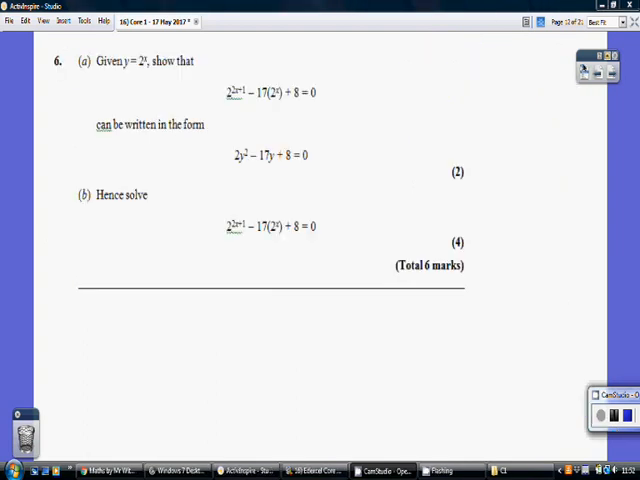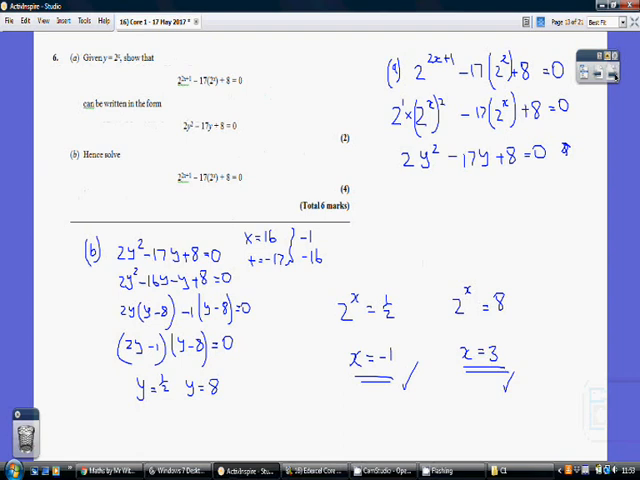Question 6. So for part A, now y is equaling 2 to the power of x. So this is our starting point. So let's think about it.